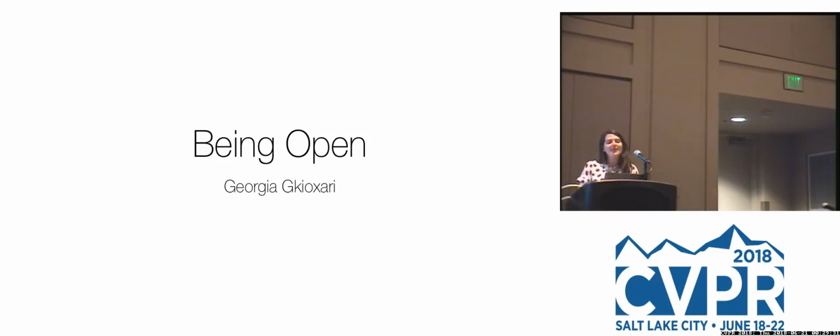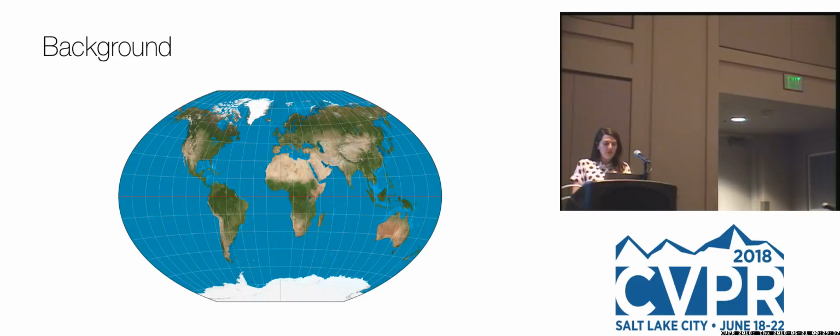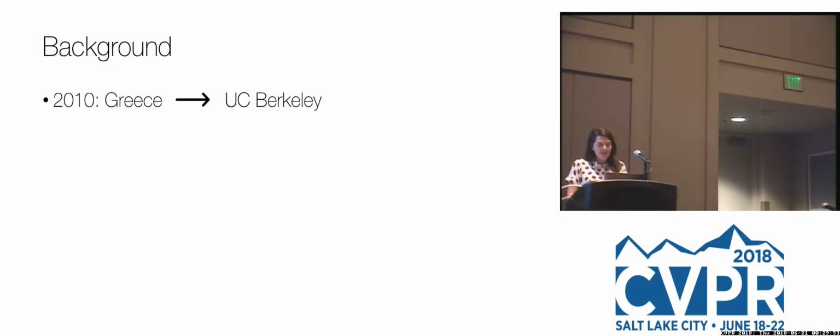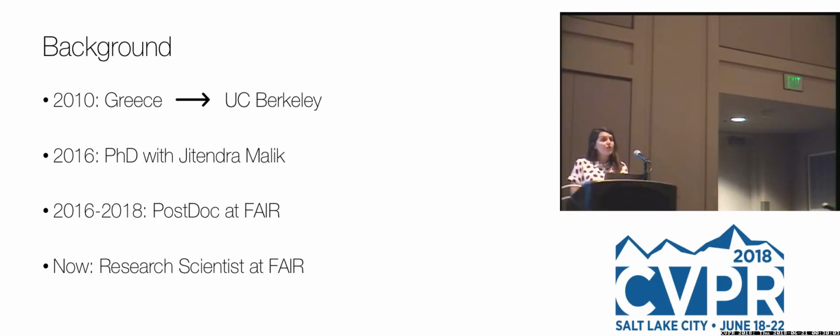So it all started in 2010 when I took a plane from Greece and went all the way to UC Berkeley. And basically, other than the weather being kind of the same, everything else changed. And 6 years later, I got my PhD with Jitendra. And then I spent another 2 years being a postdoc at FAIR, where I'm now a research scientist, but I actually identify as a grad student plus plus plus.